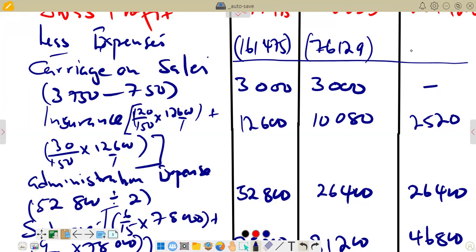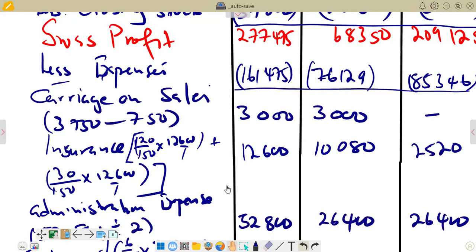On the last column, the total that you're supposed to get is 85,346. Obviously, we are subtracting. So we subtract the two. That is, now we are saying for the totals 277,475 minus 161,475, then you get the net there, which is going to be our net profit or loss. If you get a positive, show it as a positive figure representing our net profit. If it's a negative, it becomes your net loss. You show it in brackets as a negative figure.